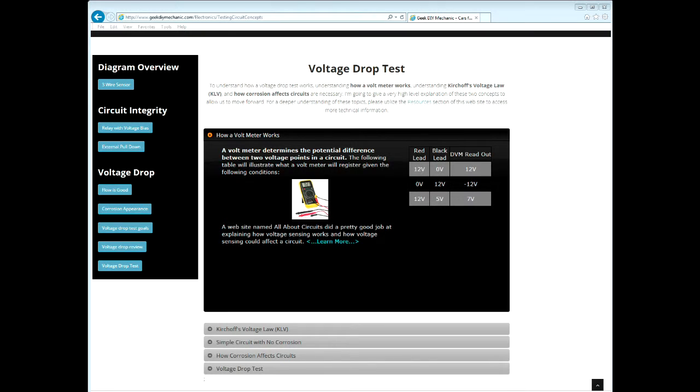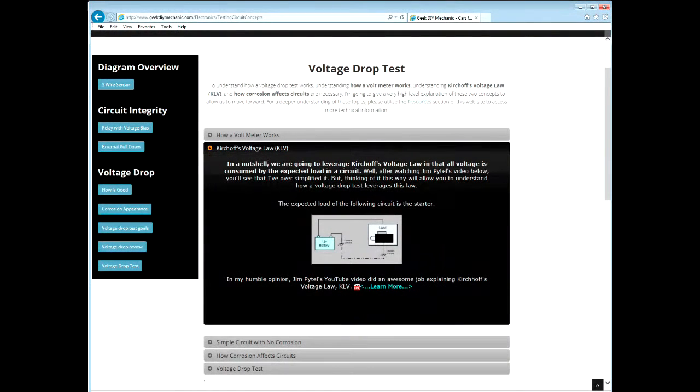The next concept to have a high-level understanding of is Kirchhoff's law. This is often referred to as KVL and can even be used as a verb. Let's calculate the KVL. What is the KVL? For a more detailed explanation of this law, I suggest watching Jim Pytel's training video, which you can access right here via this link.